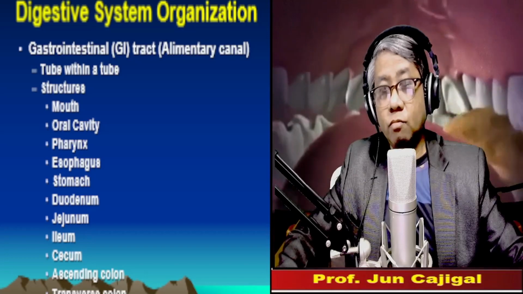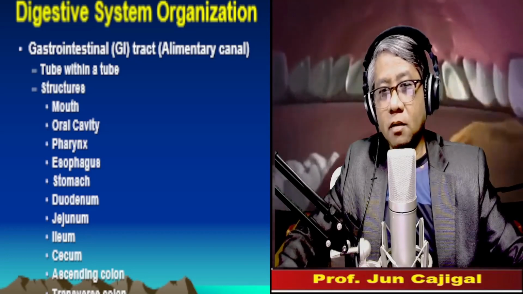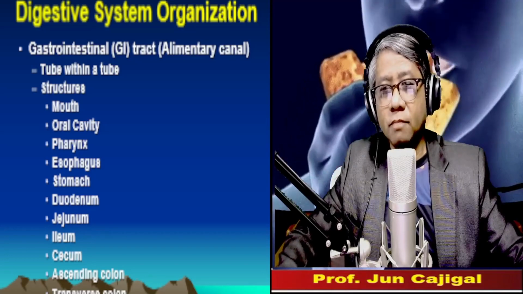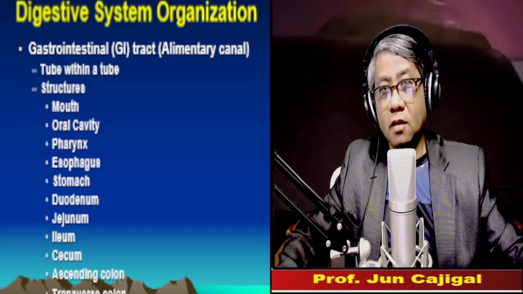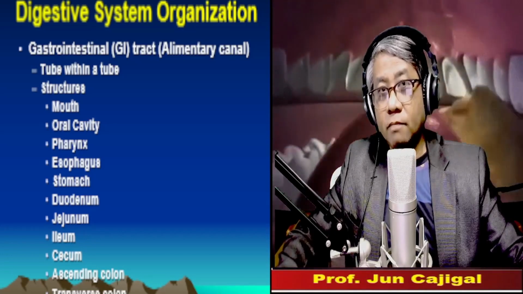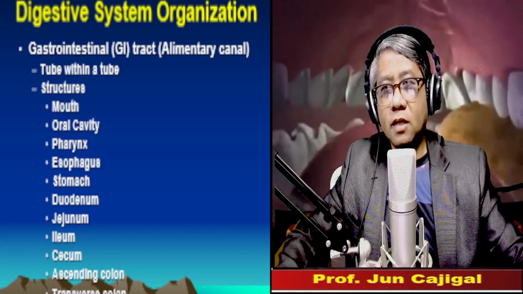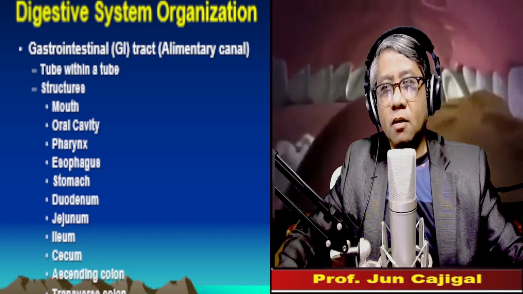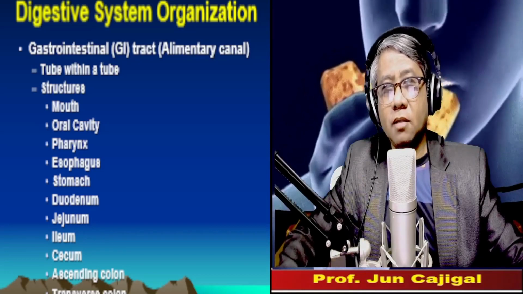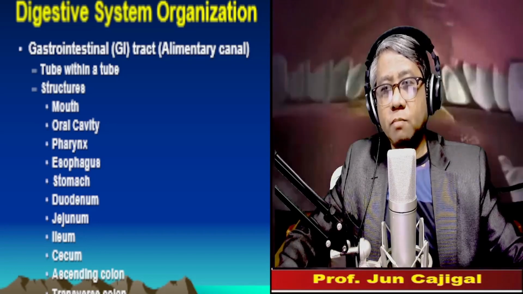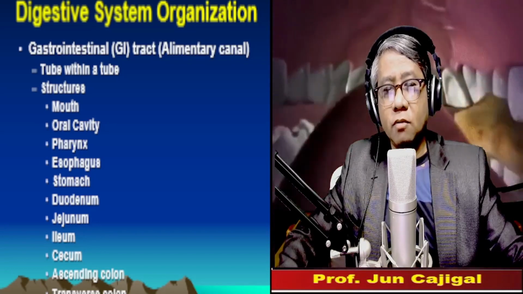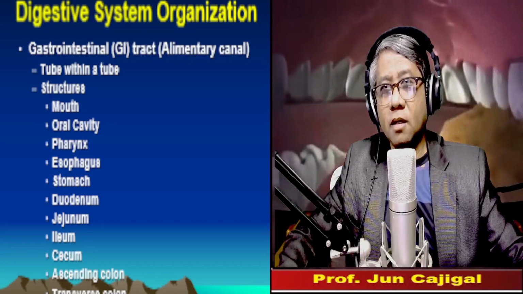Animals with a tube within a tube body plan are 10% more efficient at digesting and absorbing their food than animals with a sac-like body plan. Alright, so let us now identify those specialized organs within the alimentary canal.